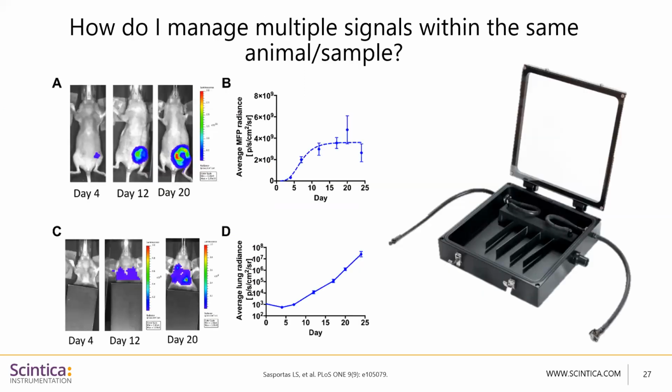How do I manage multiple signals within the same animal? This is another great one. You'll see here I'm showing an example on the top where we have a mammary fat pad tumor. It's growing over time. It's very aggressive. You start to see that loss of signal in the center that we talked about earlier.